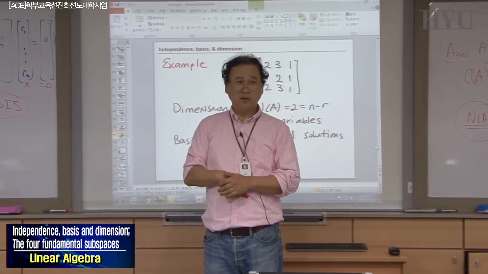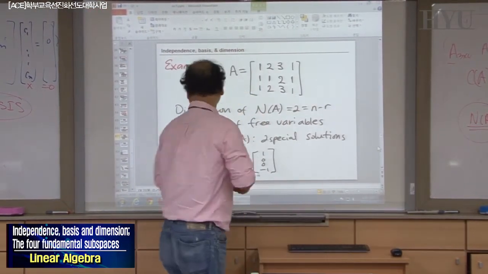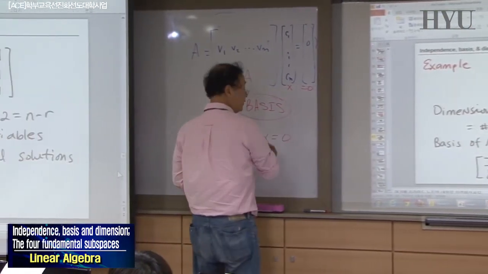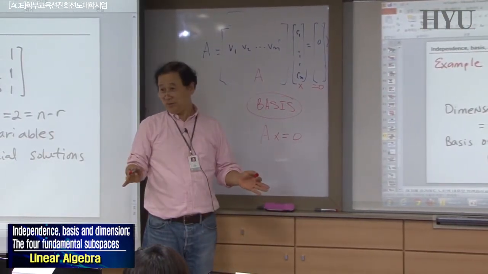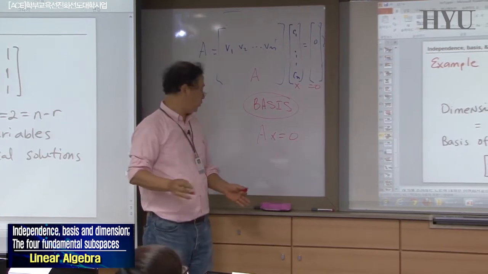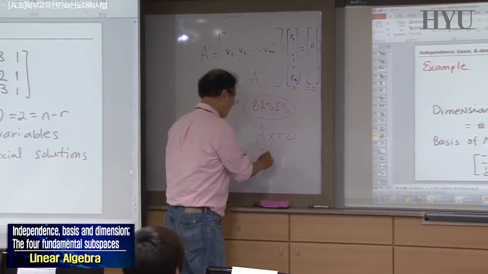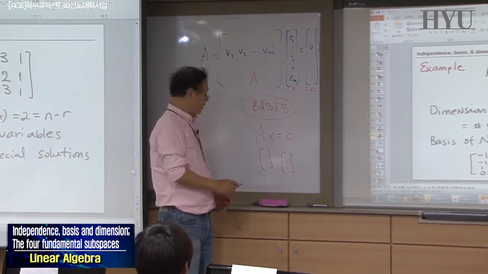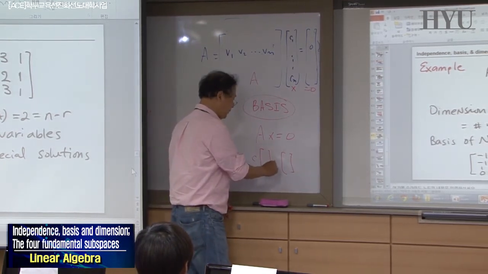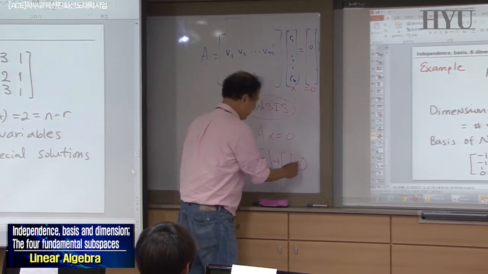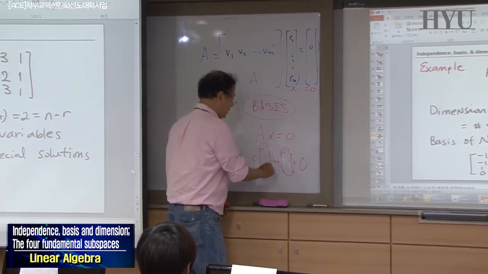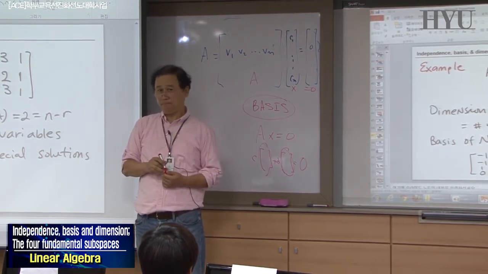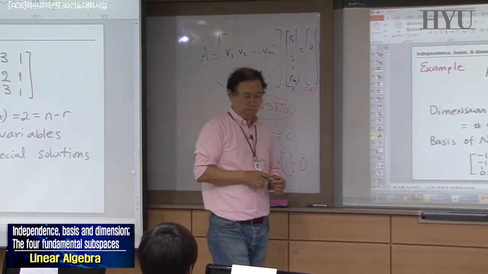How? We solve Ax equals 0, right? So we know how to compute that, right? Then from here, we find whatever special solutions, and then we just linearly combine them, right? Okay? So this is the basis of the null space. Okay?